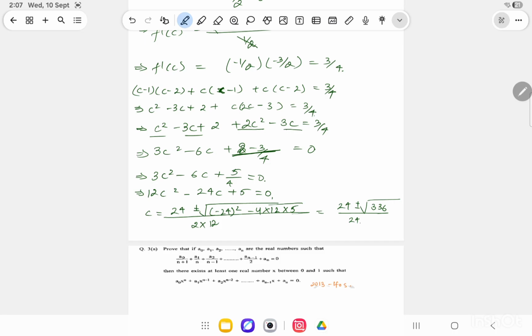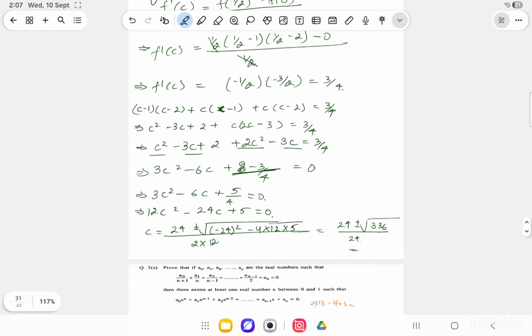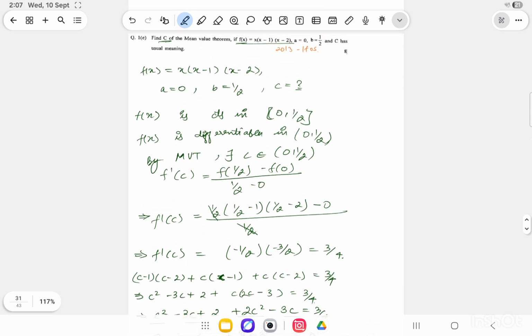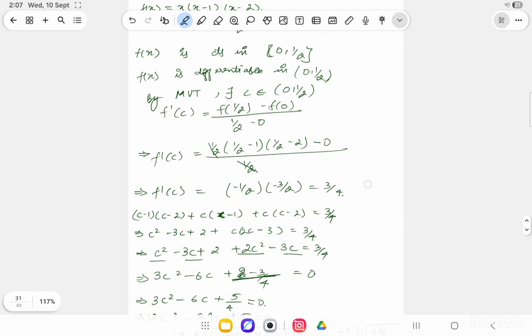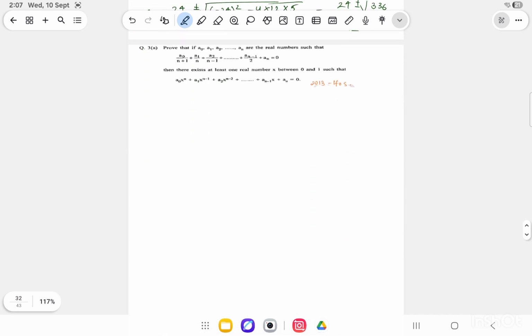So I can write 336. You can easily simplify it and get the value of c. So we'll get two values of c, and you can check whether both or only one value of c lies in the interval 0 to 1/2. So let's move on to the next question.